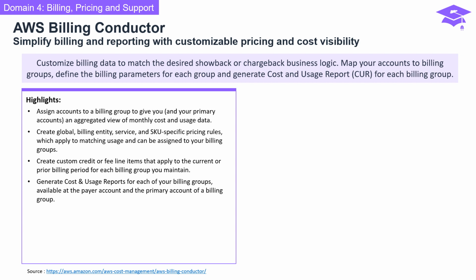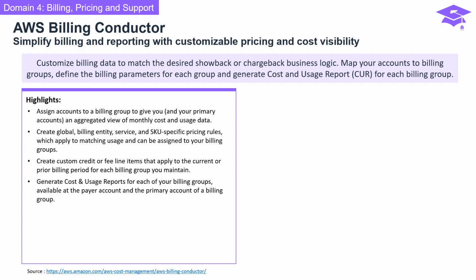Custom Credit or Fee Line Items: generate custom credit or fee line items for the current or prior billing period for each billing group you maintain. Cost and Usage Reports: generate detailed cost and usage reports for each billing group, accessible at both the payer account and the primary account of a billing group.